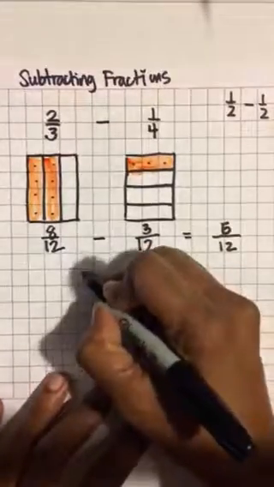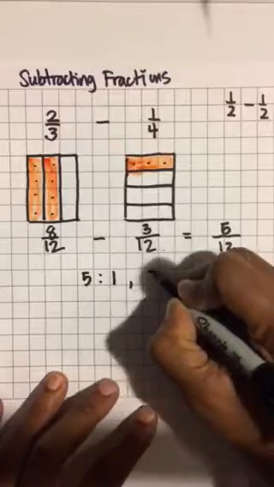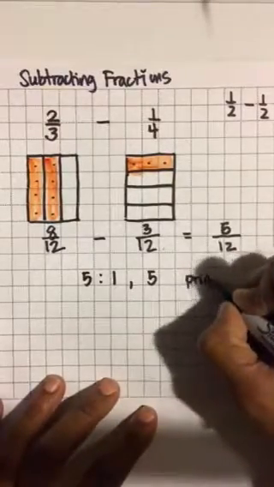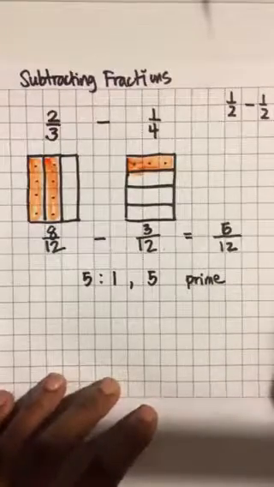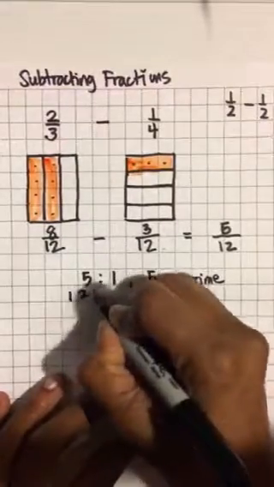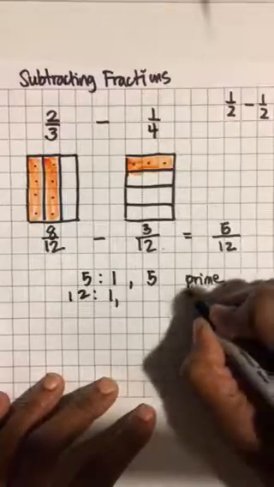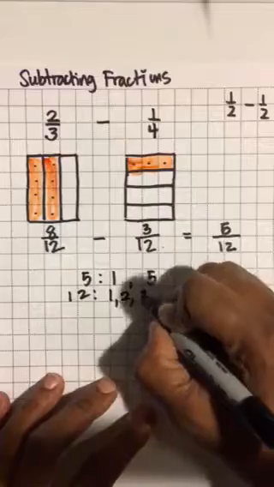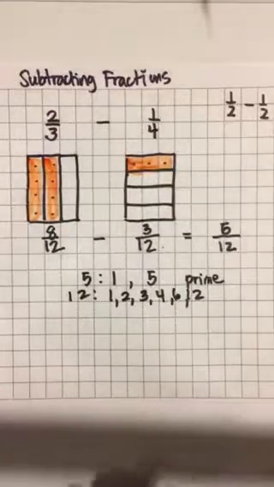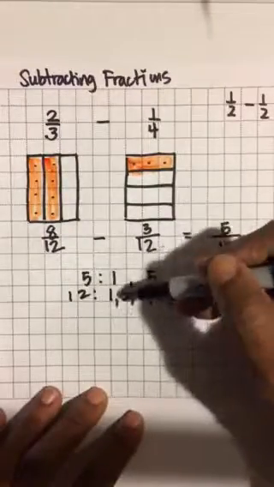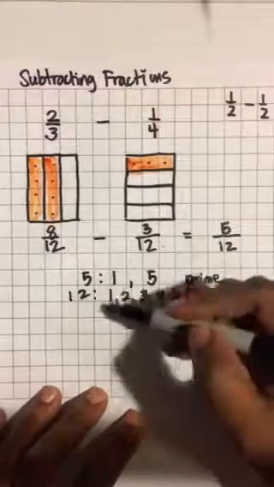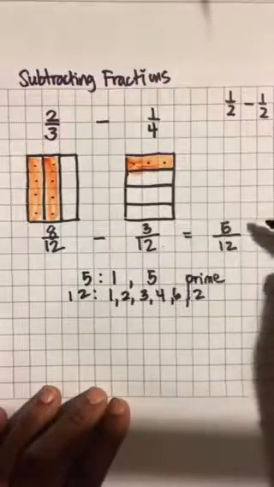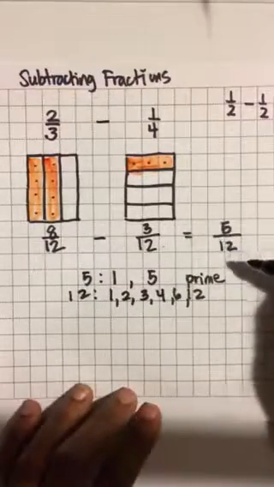Okay. The factors of 5 are 1 and 5, which means it's a prime number, because it only has 1 and itself as factors. And then the factors of 12 are 1 and 12, 2 and 6, 3 and 4. But you can see 5 and 12 do not have any common factors other than 1. And if I divide by 1, I'm going to get the same. 5 divided by 1 is 5. 12 divided by 1 is 12.